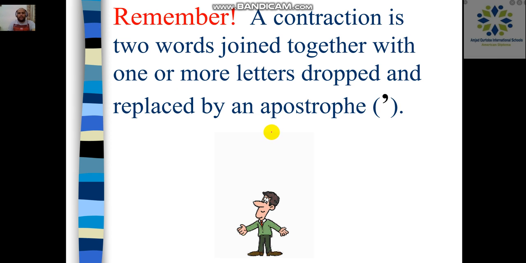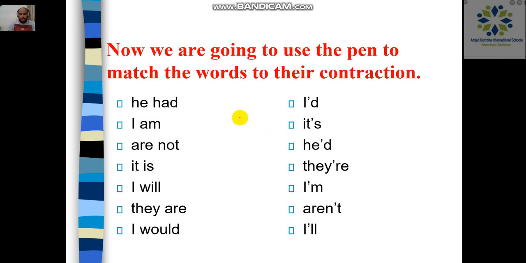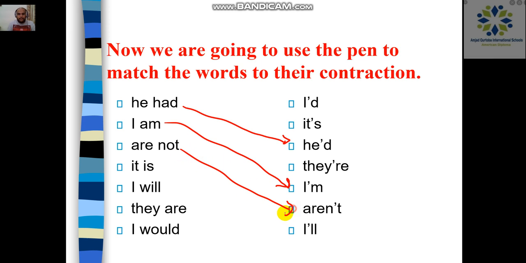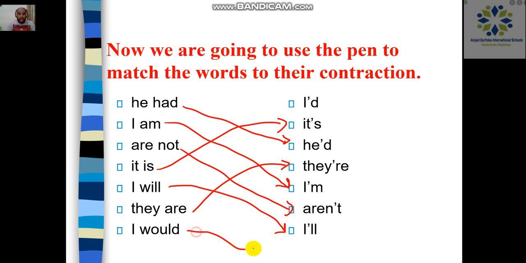The last thing that we have done together is testing our knowledge, okay? Here, for example, "he had" is going to be "he'd". Please pay attention to "would". It's going to have the same contracted form. "I am" is going to be "I'm", "are not" is going to be "aren't". "I will" is going to be "I'll". "They are" is going to be "they're". "It is" is going to be "it's". And "I would", as you can see, it's going to be "I'd".